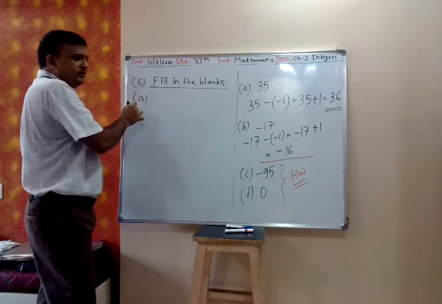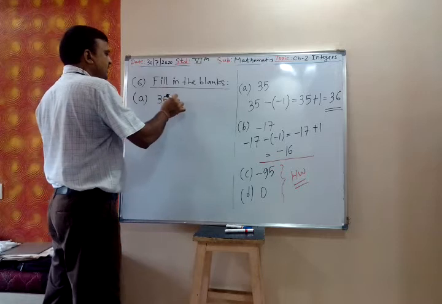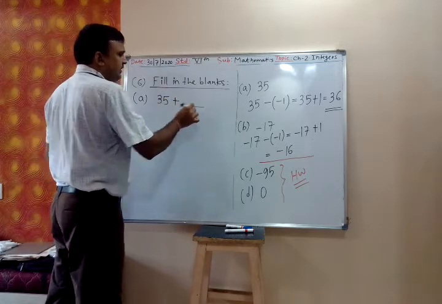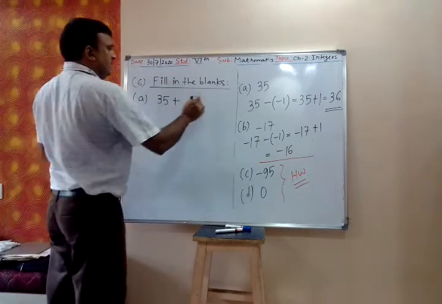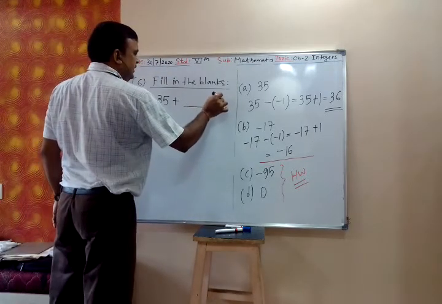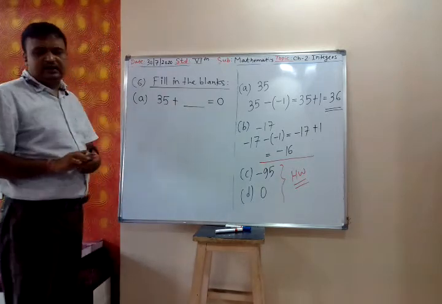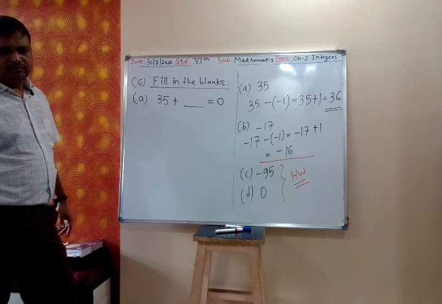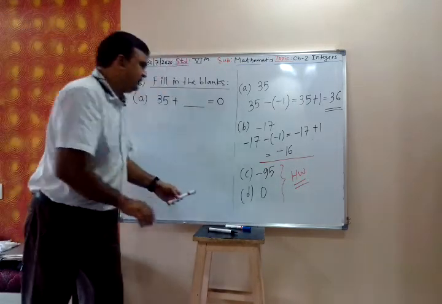Yes, right. 35 plus dash is equal to 0. You can write one below the other. You can write minus.